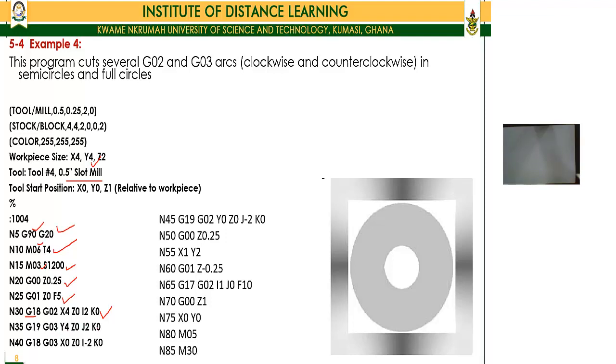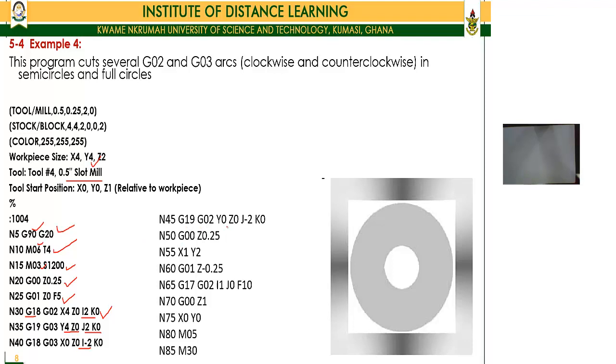Then you have a G03 command here, which is showing that we are also doing a counterclockwise arc in the Y and Z plane. So you see that in the XZ plane the center coordinates are I and then K, and then in the YZ plane the center coordinates are J and then K.